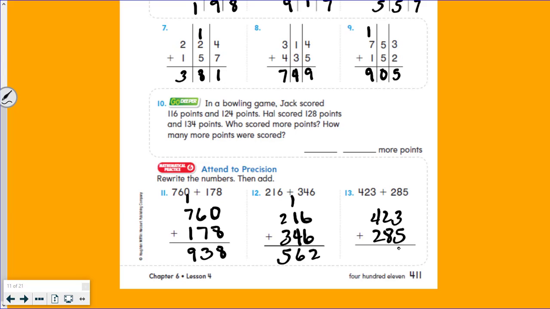3 ones and 5 ones, that's going to be 8 ones. 2 tens and 8 tens, that's 10 tens, so 0, put a 1 in the hundreds place, because 10 tens is 100. Let's see, that's 500, 600, 700, 708. Okay, so check your answers. Pause your video if you need to and check your answers. And we'll go to the next page.